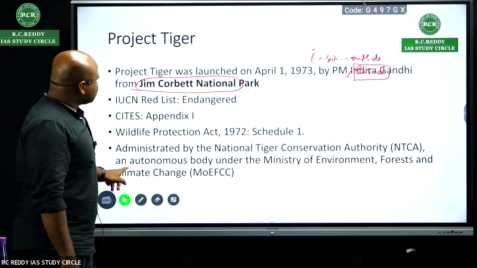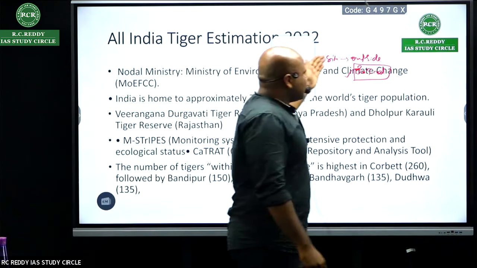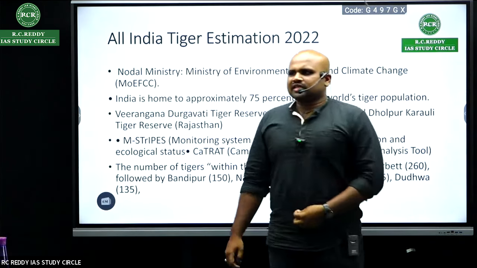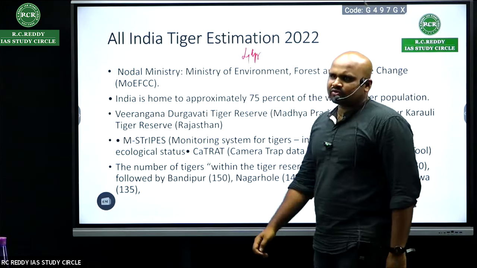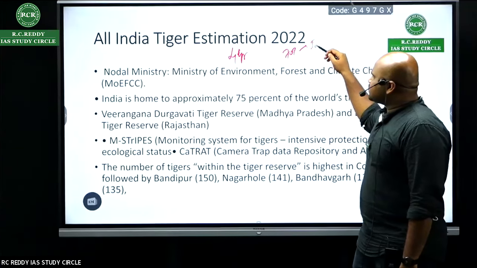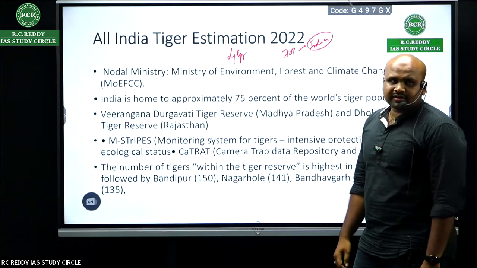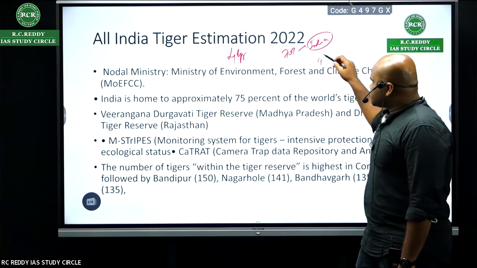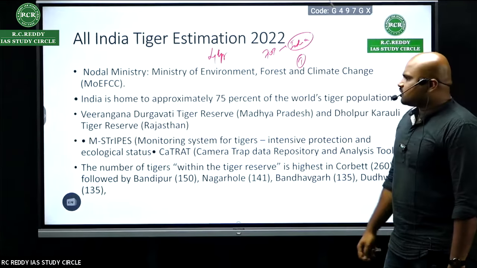Now, once you understand this, recently we had the tiger census. When we look at this tiger census, tiger census results are released every how many years, my dear? Every 4 years. And we see that around 70% of the tiger population is present where? It is present in India. The tiger population increased, right? And one more thing that you'll have to remember is what?